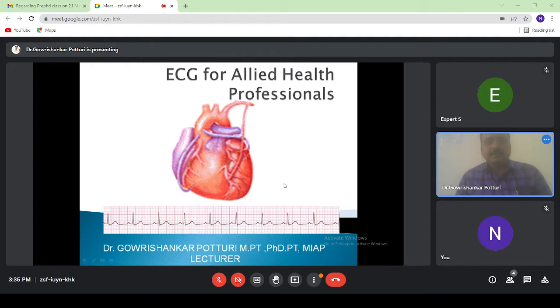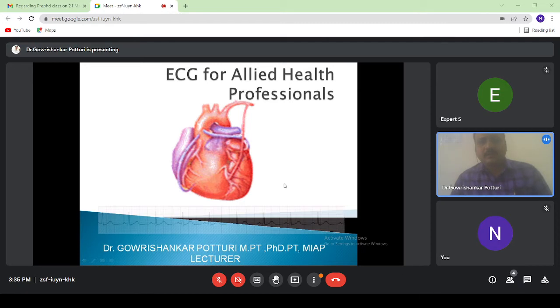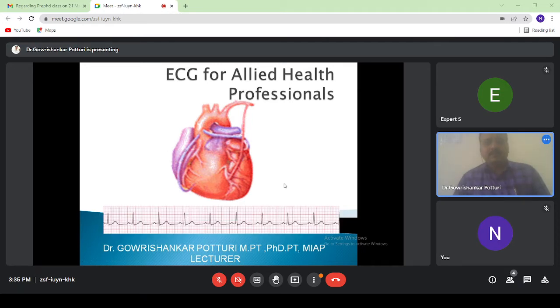ECG is electrocardiogram. It is the procedure in which electric action potentials are collected from the heart. They are amplified and traced on an ECG paper. So that is about ECG.